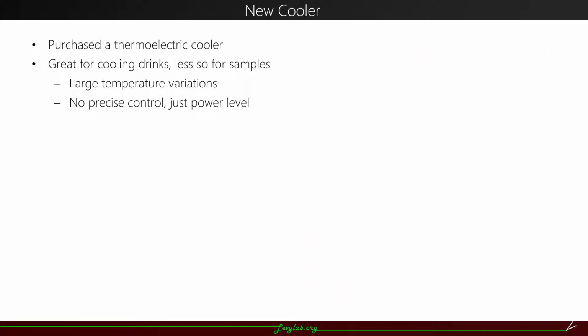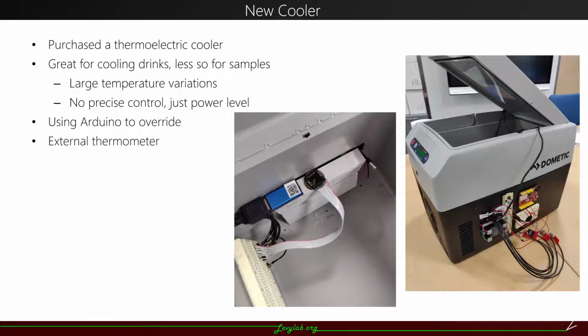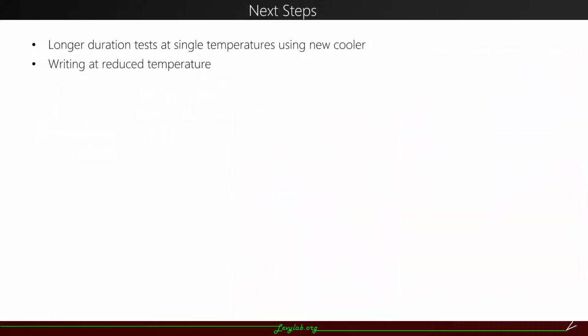So what we did is we took out all the electronics and we replaced them with our own control. We're using an Arduino to control the power level of the cooler, and we have our own external thermometer giving us more precision over the temperature of the sample there. This is a more convenient way to cool our samples, and it will be what we use to cool our samples for all of our tests here in the future.